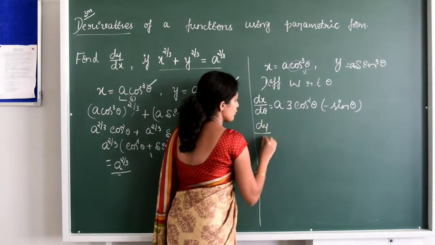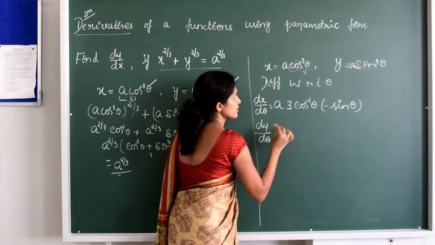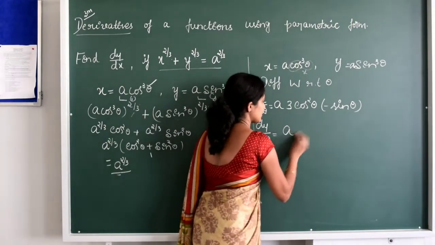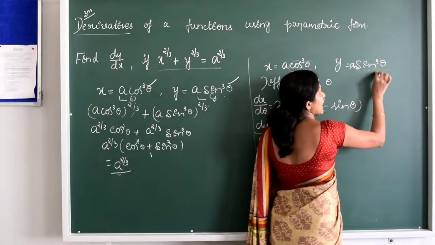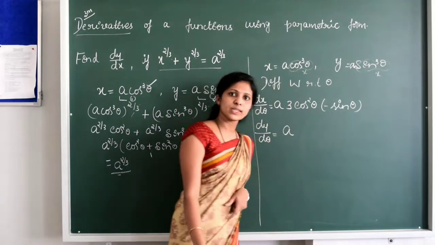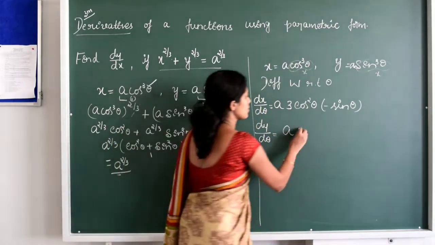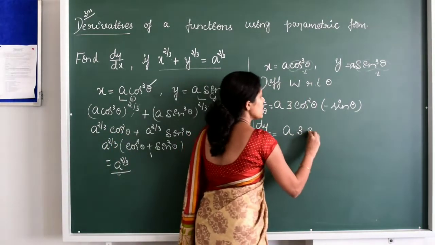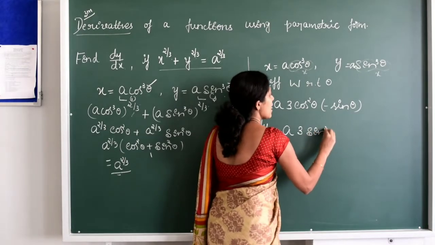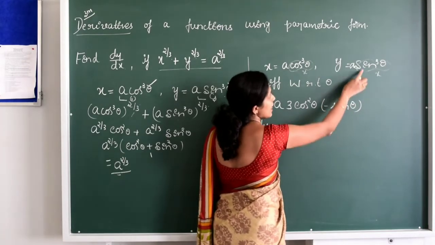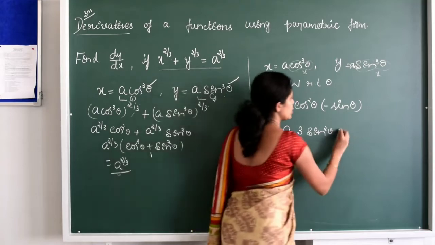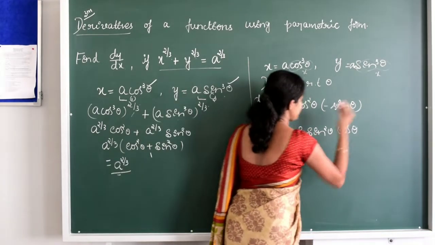The derivative of y with respect to theta is dy by d theta. I'll write a as it is. Here it's of the form a x cube. The derivative of x cube is 3x square. So this is now 3 into sin square theta, and the derivative of sin theta will be equal to cos theta.